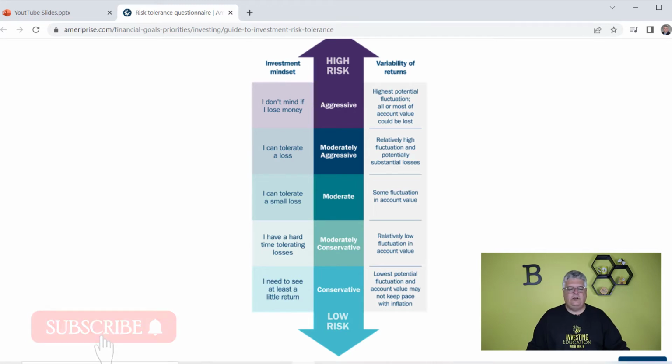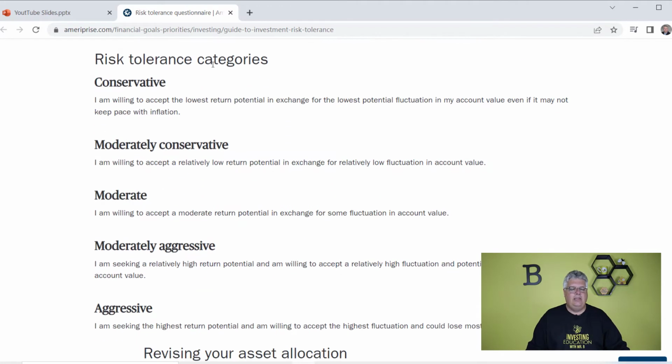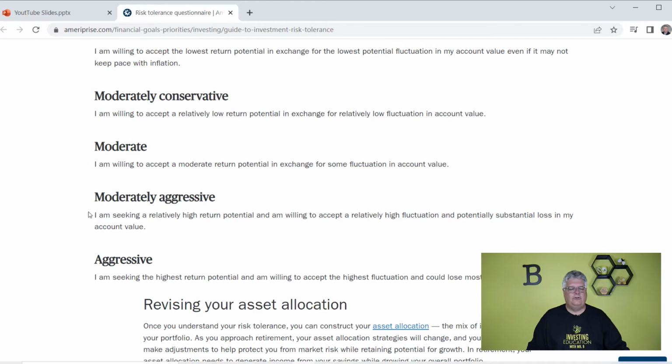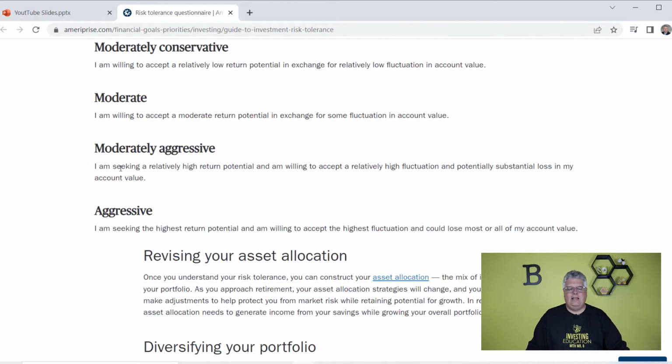The other thing that was nice in this article too, if you scroll down, is they break out these risk tolerance category grades a little bit more, from conservative to moderately aggressive to aggressive, so it's just a little short bullet point thing here. So if I was moderately aggressive, it says I am seeking a relatively high return potential, willing to accept a relatively high fluctuation, potentially substantial loss in my account value. Certainly over certain periods of time. I don't want my whole account value to go down or be terrible. Nobody wants that. But I'm willing to accept more losses.